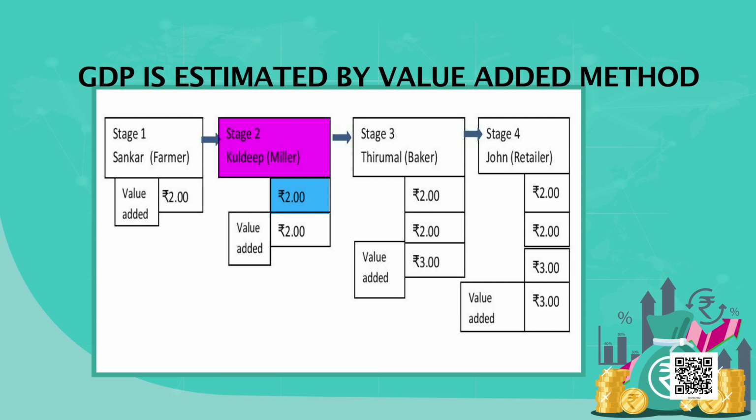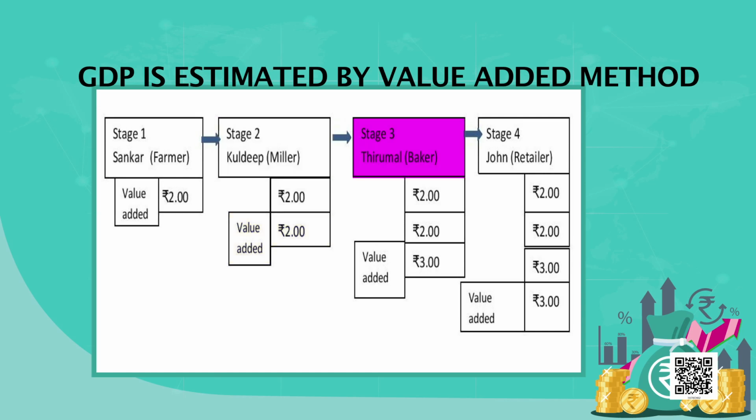and then sells it for 4 rupees. But how much value is added? Only 2 rupees, because earlier it already had a value of 2 rupees. So it is 4 rupees. What is the value added in this second stage? 2 rupees. Very good. So in the third stage, what happened?